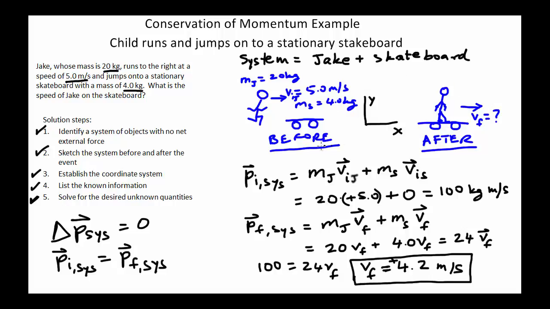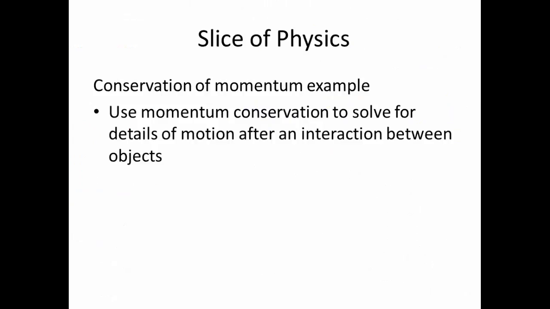Hopefully you can appreciate now that momentum conservation is a powerful way of solving problems which have a pretty complex profile of forces of interaction between objects, which we can ignore. We don't have to worry about those, and we can simply look at a system that has no net external force acting on it, and then use conservation of momentum to solve for motion dynamics like we just did. So that concludes this slice of physics where we looked at an example of using conservation of momentum to solve for details of motion after an interaction between objects. Thank you.